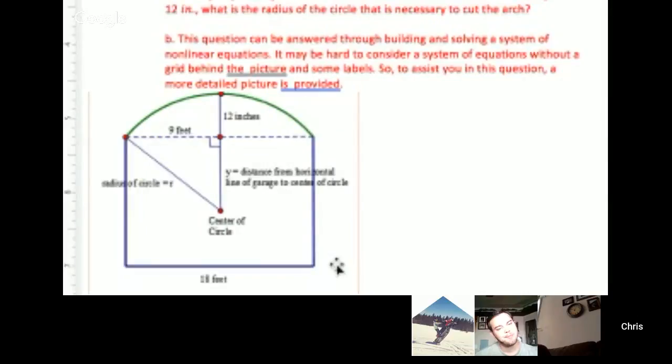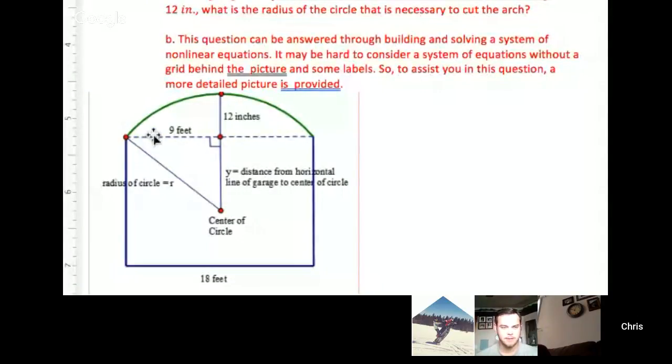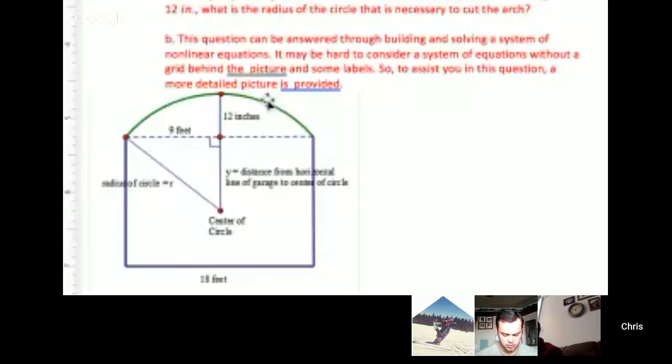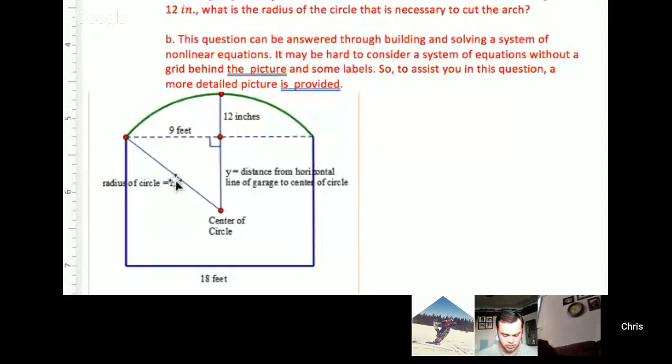No, it's not 9. The whole circle is like this. It wants us to find this length because the radius is this. Right, yeah. The garage is 18 feet. The owner wants to have the arc height of 12 inches, so he wants the garage to extend out that 12 inches. What is the radius necessary to cut the arc? So what's this length necessary?